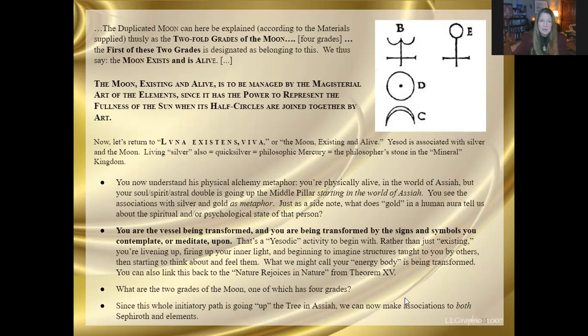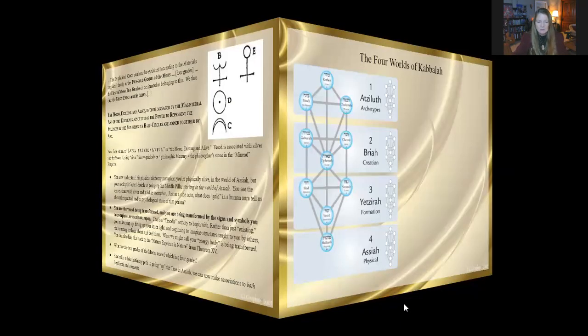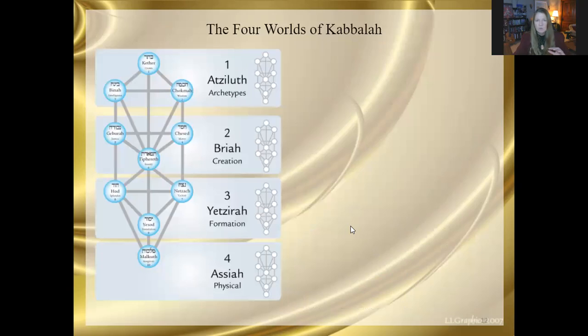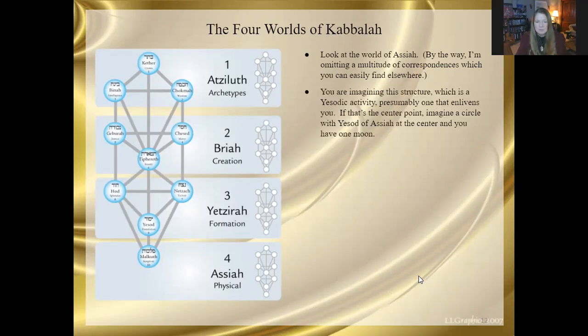This whole initiatory path is going up the tree in Asiah, and we can make the associations with the Sephiroth in Asiah. All right. So we're going to look at this one last time. And I am omitting a multitude of other correspondences you can make because once you have the basic outline structure, they're easily available online. You're imagining this structure. As I've said, it's a Yesodic activity, presumably one that enlivens you.